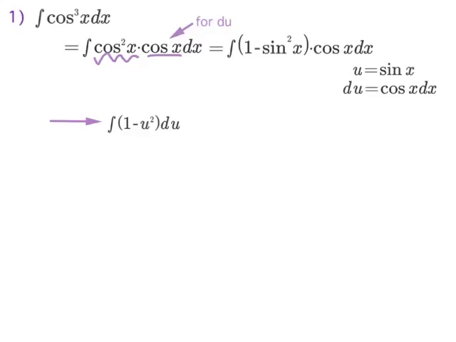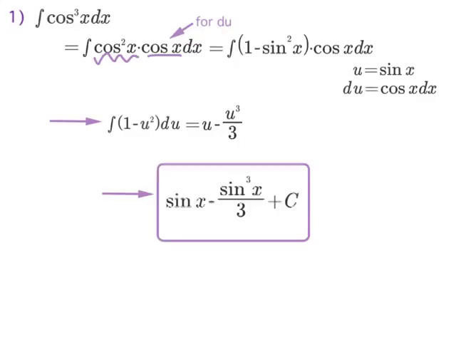So I'd end up with the integral of, if u is sine x, 1 minus u squared du, and when I integrate, I get u minus u cubed over 3, and then I'm going to plug back in. If I plug back in sine x in place of u, I have sine x minus sine cubed x over 3 plus c. And there's my answer.